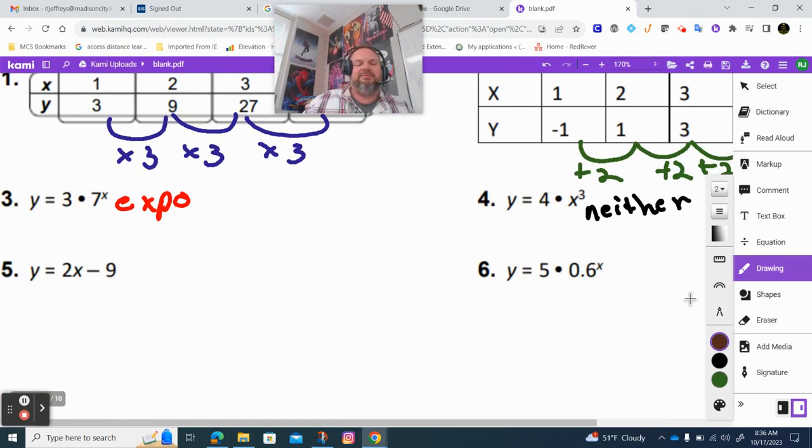Number 5. Yeah, this is linear. We should know this because we have actually graphed many linear equations.